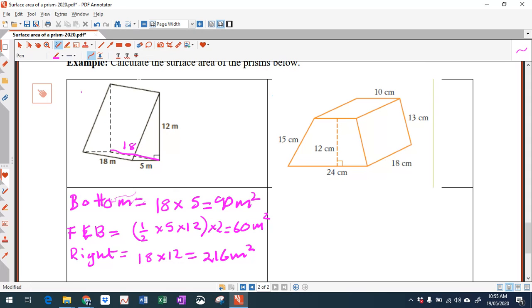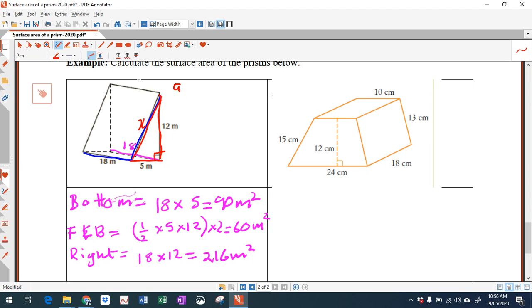Now the left side is a little bit different here. For the left side, we are going to need to use Pythagoras' theorem, because if you look at the left, we know what the base is, 18, but we don't know what the height is. So we have a right angle triangle here. There's the base, there's the height, there's the right angle, and here's my hypotenuse. So I need to work out this side x.